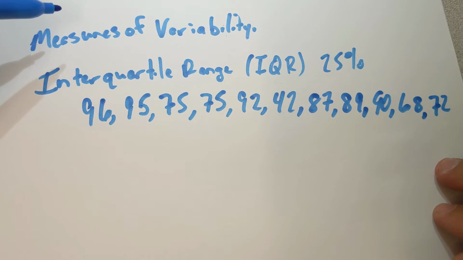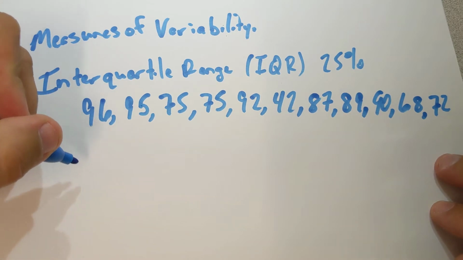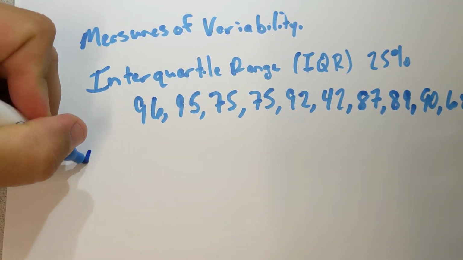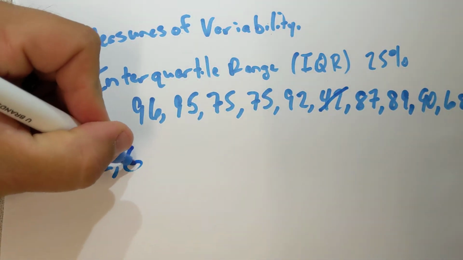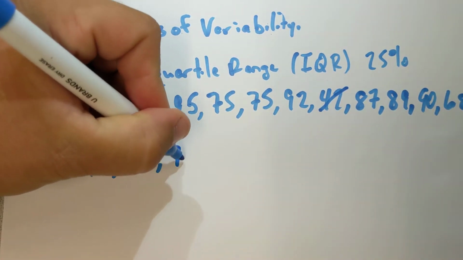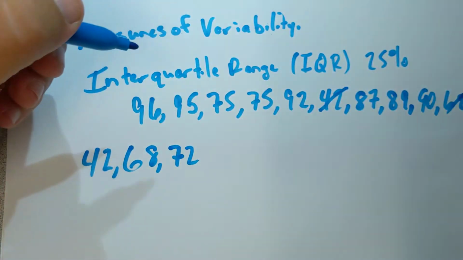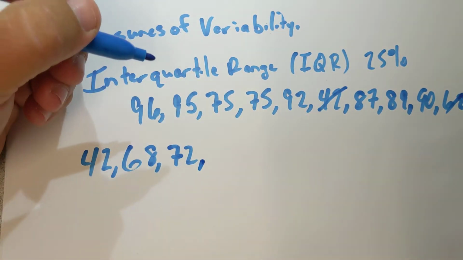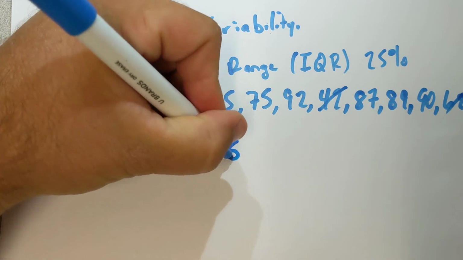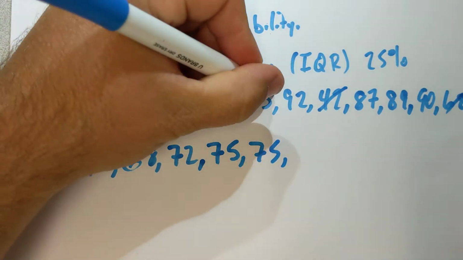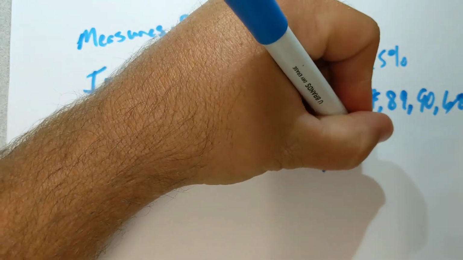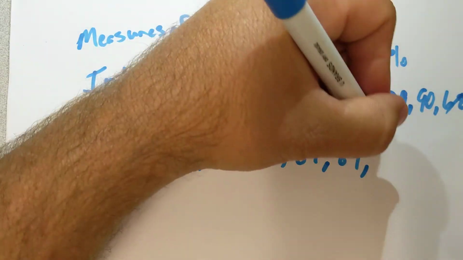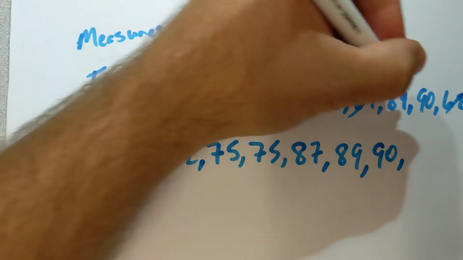Now, like I said, the first thing we need to do is order these from least to greatest. So we see that 42 is the least. Okay, I'm going to mark that one out. And then we go to 68, 72. I'm going to mark these out as I go. That way we don't have any duplicates. We have 2 75s. We have an 87, an 89, a 90. Mark these out.